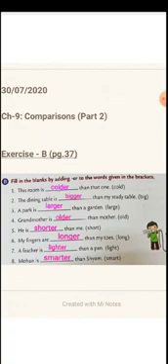So the dining table is bigger than my study table. So the two things that are being compared here are dining table and study table. That is why we are using the ER form of the describing word. So bigger describing word will come here.